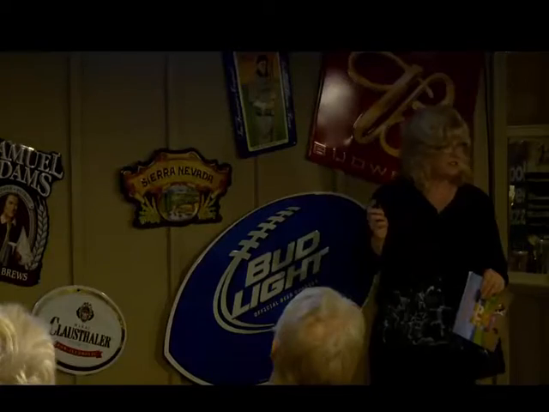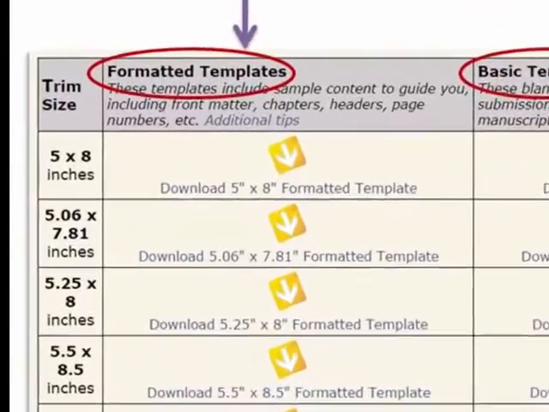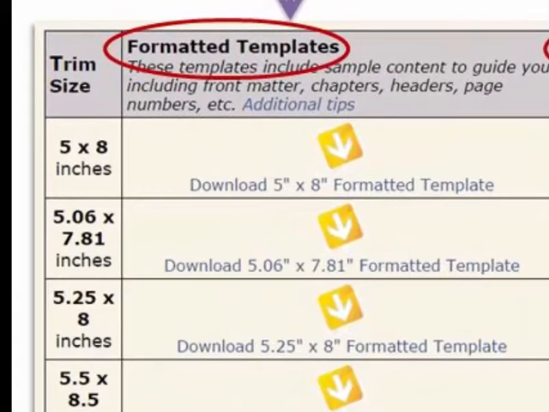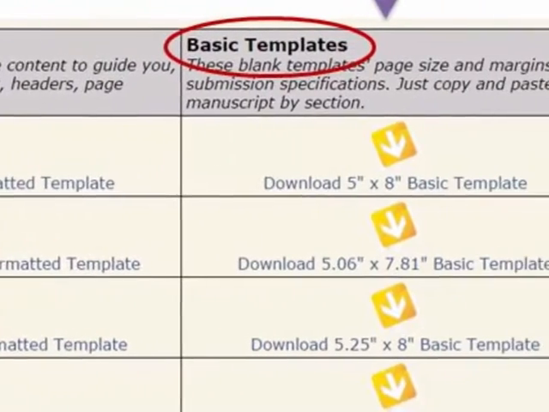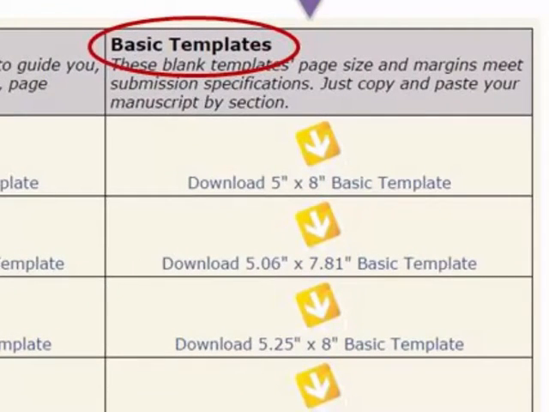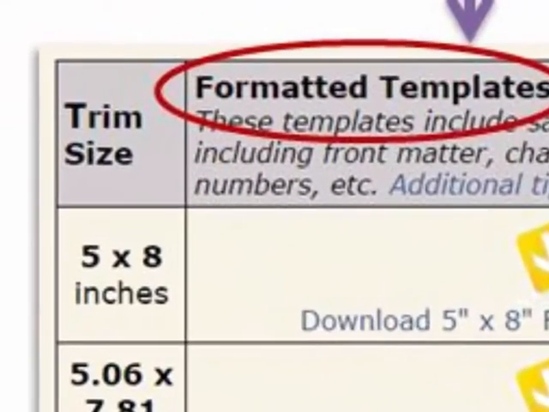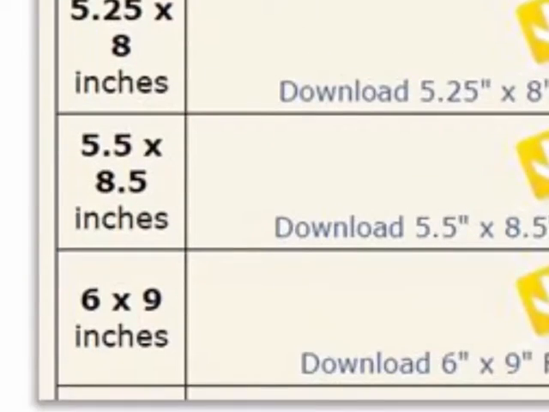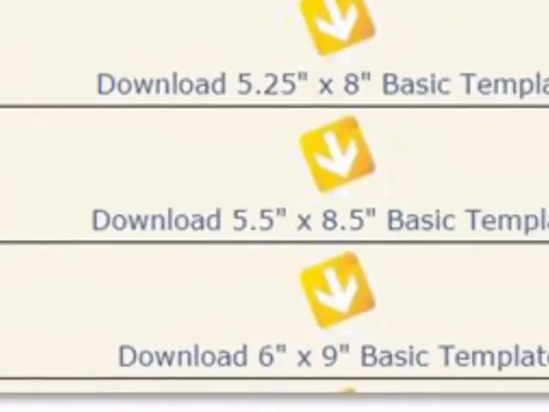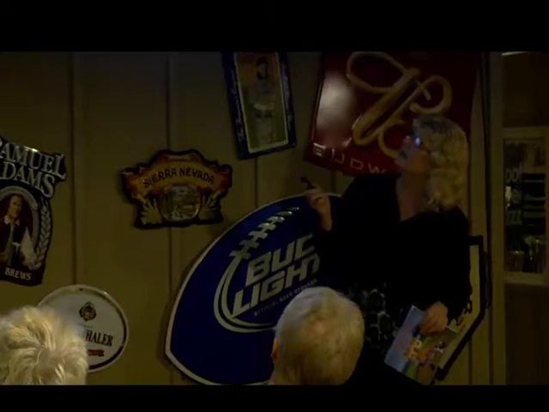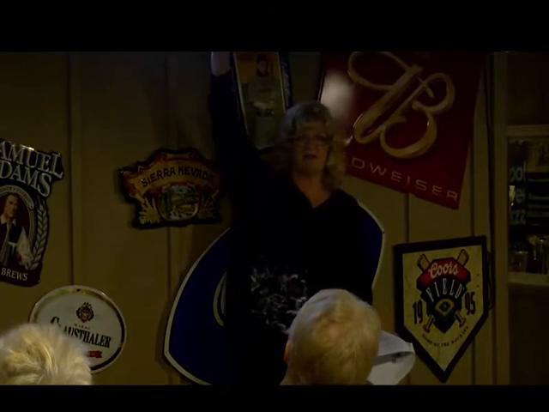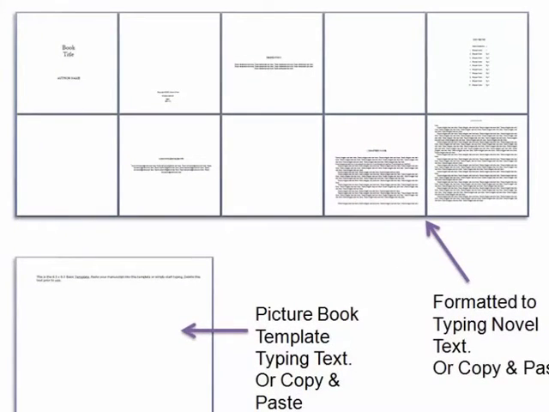It will open a page that looks like this. On the left, you have the templates for a novel. On the right, you have the templates for a picture book. Go down the side until you find the size of the book you're going to be creating. Come across and then click on download the template. The top one is actually the novel. And that's the wonderful thing about CreateSpace. It gives you everything you need.